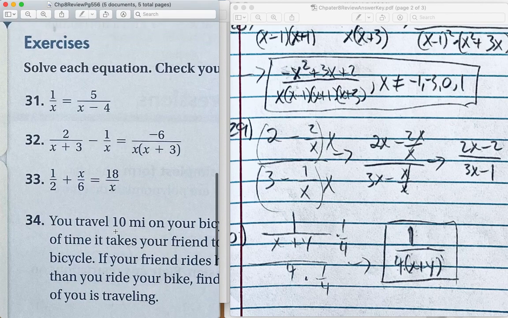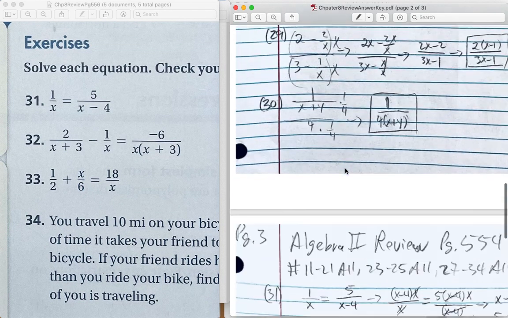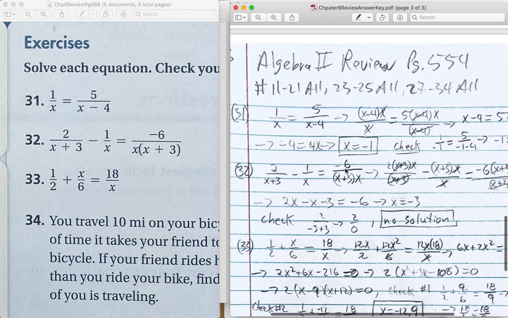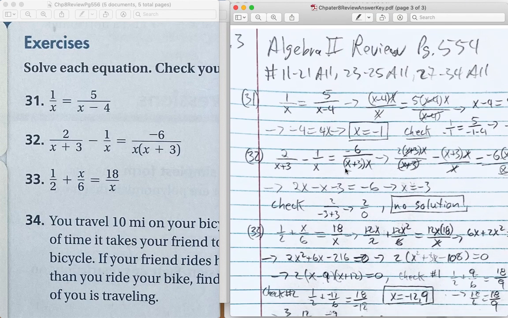Solving for the variable. Okay, so for this one, I have 1 over x equals 5 over x minus 4. I'm going to multiply both sides by the common denominator. The common denominator is going to be x times x minus 4. Whatever the two terms in the denominator are, that is what I'm multiplying by.